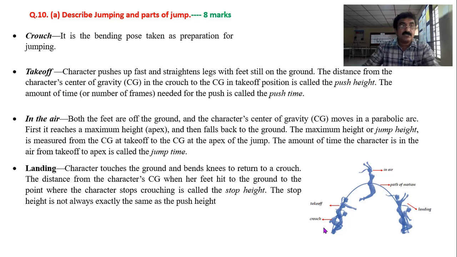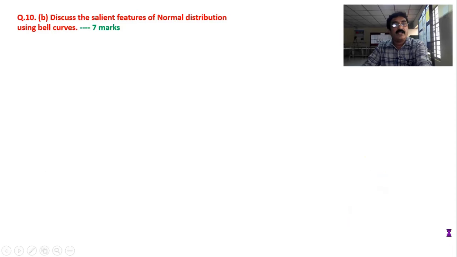But what I suggest, you better write the names. In the worst case, you write crouch, take off, in air, landing, and this diagram. Okay, that will fetch you at least 50% of the marks. Well, I move on to the next question.